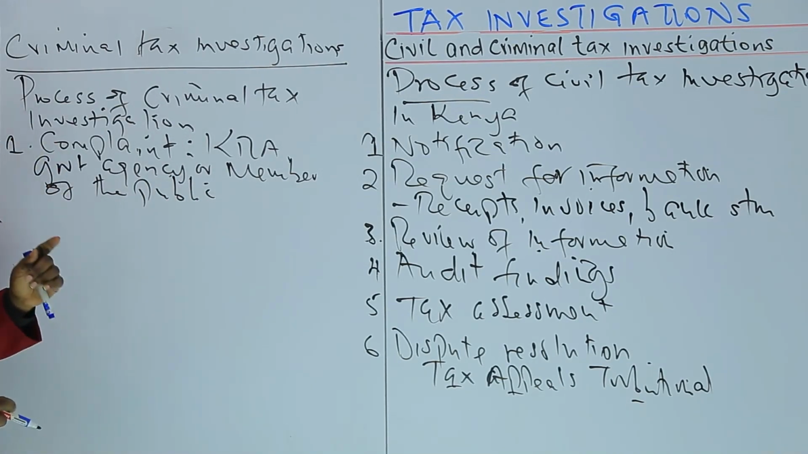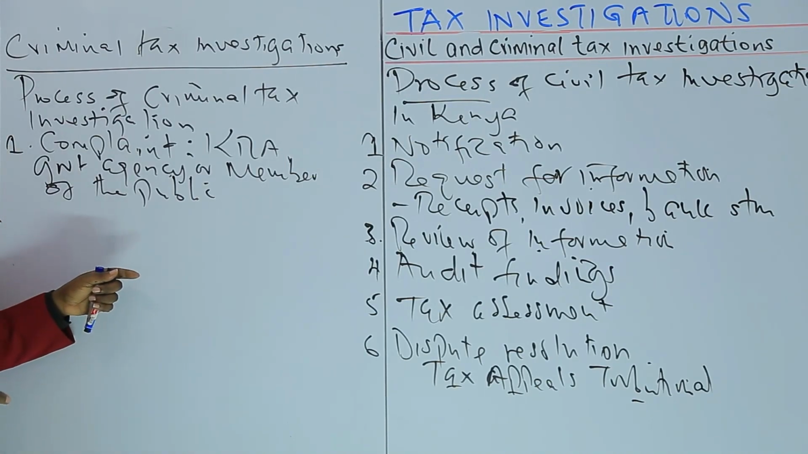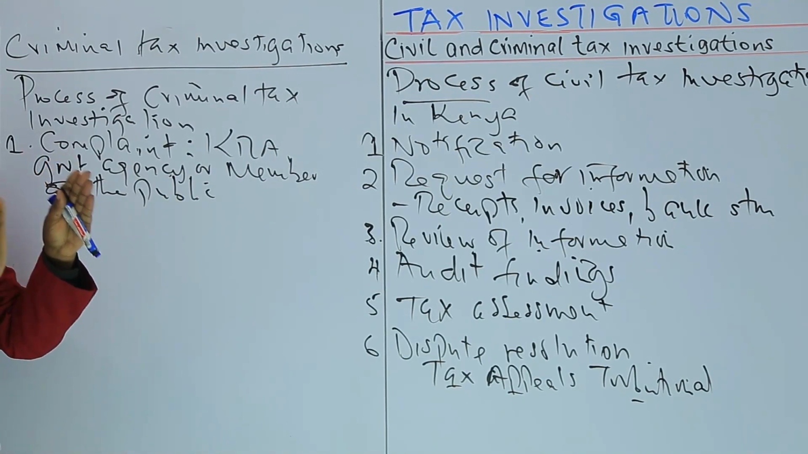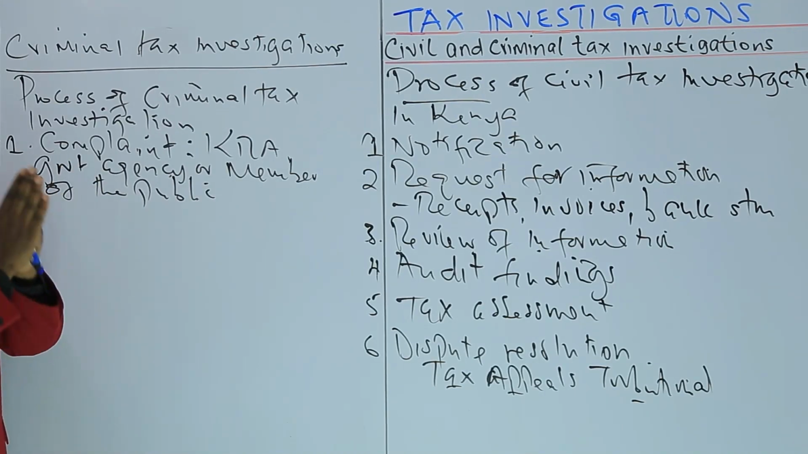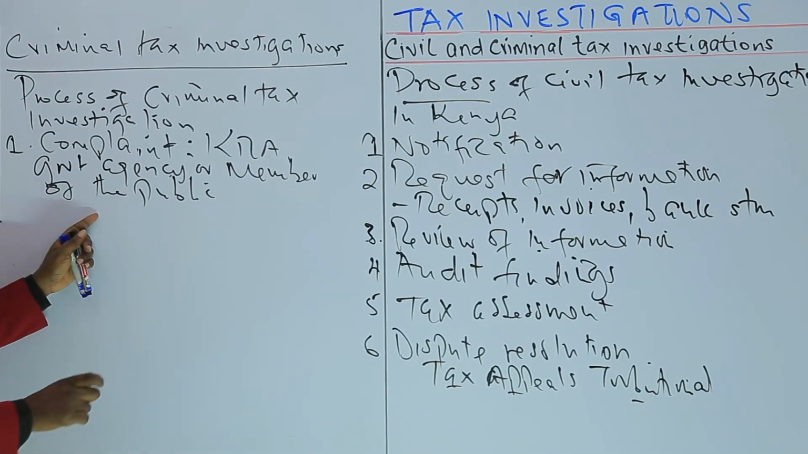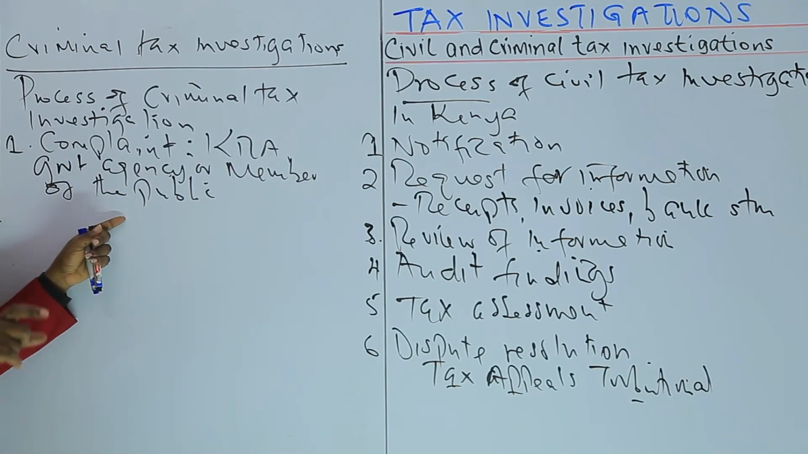Complaint of criminal tax investigation. We've defined criminal tax investigation as willful or fraudulent activity that is intended to evade tax laws. And we've said that such investigations are aimed at gathering evidence to potentially prosecute the taxpayer for offenses such as tax evasion, filing a false return, or failing to file a tax return. So it begins with a complaint either from the Kenya Revenue Authority or from a government agency or from a member of the public.